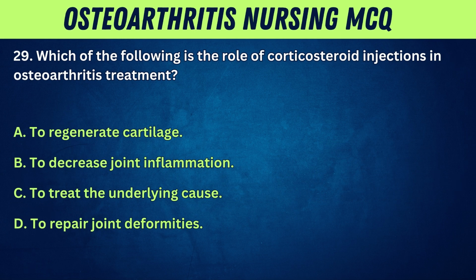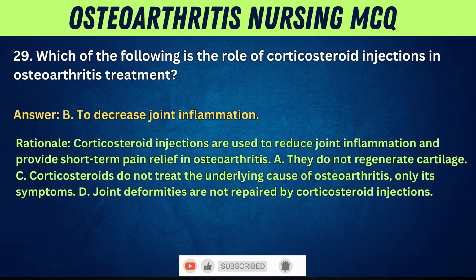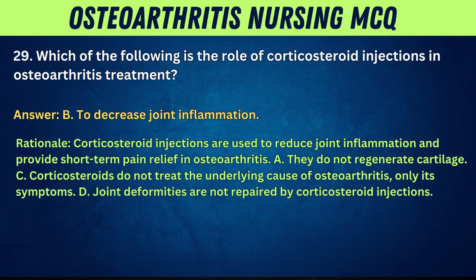29. Which of the following is the role of corticosteroid injections in osteoarthritis treatment? A. To regenerate cartilage. B. To decrease joint inflammation. C. To treat the underlying cause. D. To repair joint deformities. Answer: B. To decrease joint inflammation. Rationale: corticosteroid injections are used to reduce joint inflammation and provide short-term pain relief in osteoarthritis.